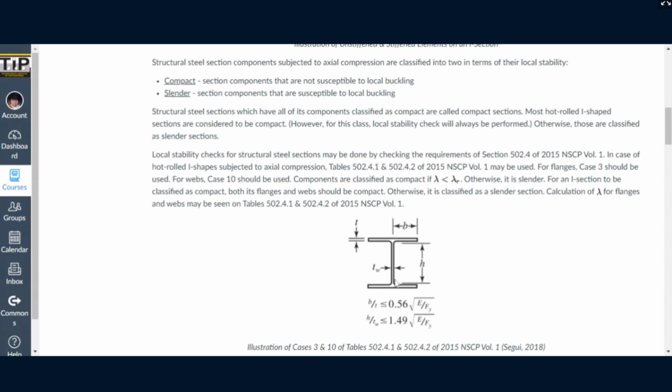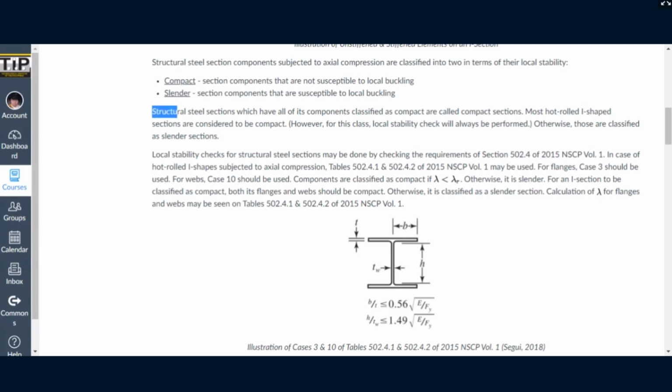Same thing with the web, ganun din yung concept, pero iba lang yung criterion natin. So iba yung pag-measure ng width thickness ratio mo. So as you see here, ito yung limiting value. Pag nag-less than dito, it's compact. Otherwise, slender. Okay?